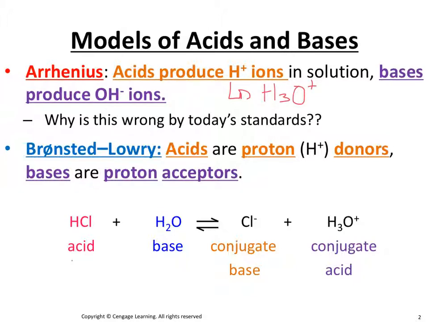Do all bases produce hydroxide? No. What's the major exception? NH3. That is your major exception, because when we look at the next definition, that is going to make sense. Bronsted-Lowry: acids are proton donors. We talked about why H plus is a proton: hydrogen has one proton and one electron. If it turns into an ion, it has lost that one electron, so the only thing left is the one proton. So acids are proton donors and bases are proton acceptors.